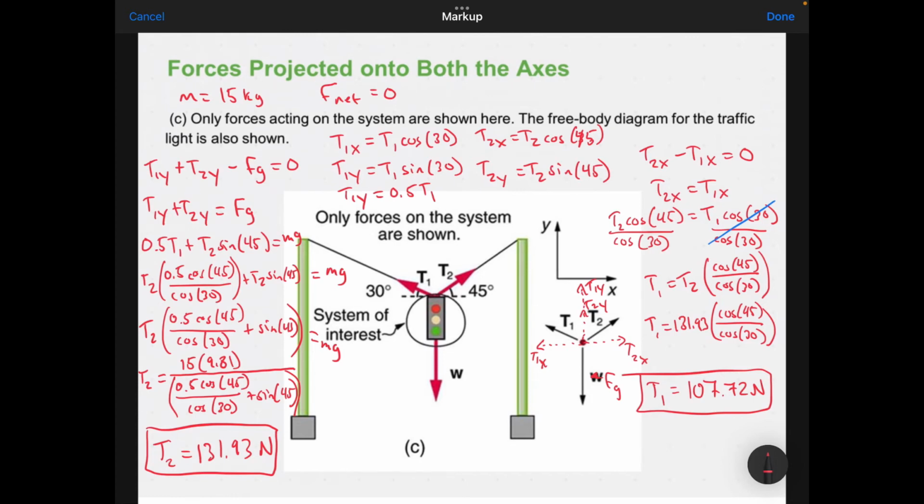Now we could have gotten cosine of 45 and cosine of 30, sine of 45 as all decimals. That's fine if you want to do it that way and not have all these cosines and sines in there. That's totally fine. Just be aware that you might end up rounding off and getting further away from these two answers, but that's okay. And that's actually what they did in the textbook as well.